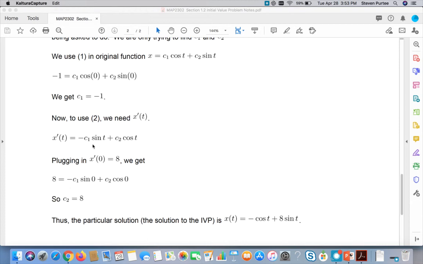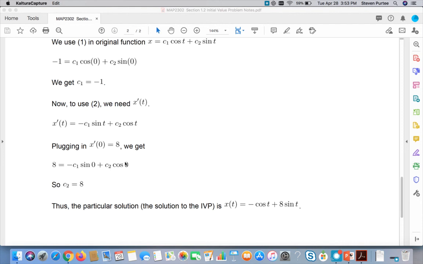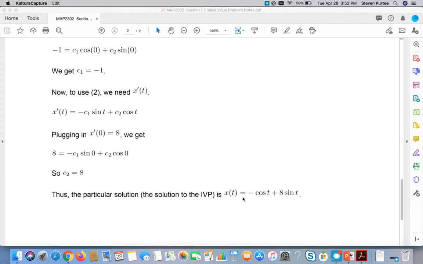This term drops out. I know we already know C1. I could have just put a -1 there because we already know C1. It doesn't matter here because it cancels out anyways. Cosine of 0 was 1, so we get C2 equals 8. So then we know C1 and C2. The particular solution to this initial value problem is this function here. No arbitrary constants in there anymore.